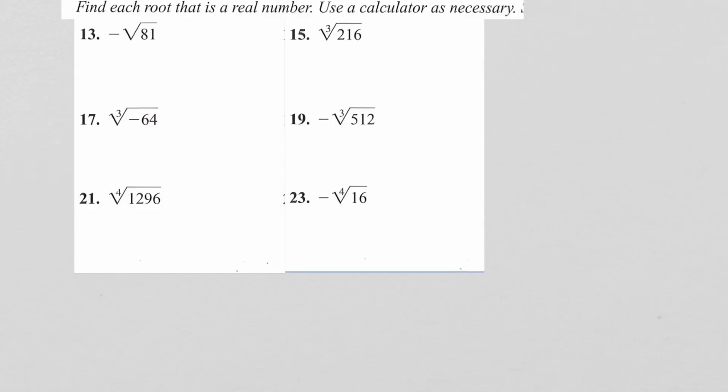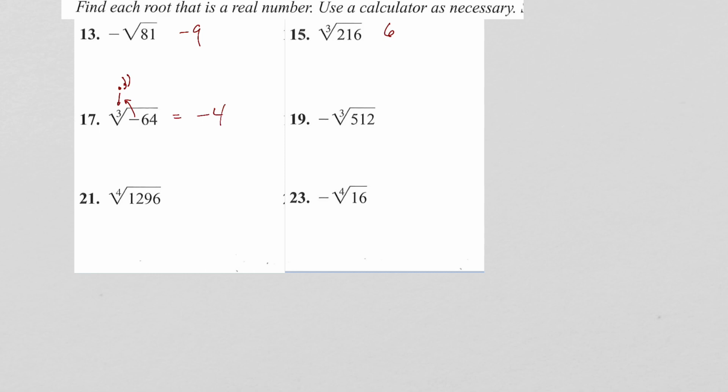Okay, for number 13, we're square rooting 81 to get 9, then we're putting the negative, so this is negative 9. For number 15, we're cube rooting the 216, so you can use a calculator for that, but the cube root of 216 is 8. Oops, except it's not 8, it's 6. All right, because this is an odd index, the negative just comes right out. And then so this is equal to a negative, and then we're cube rooting the 64 to get 4.